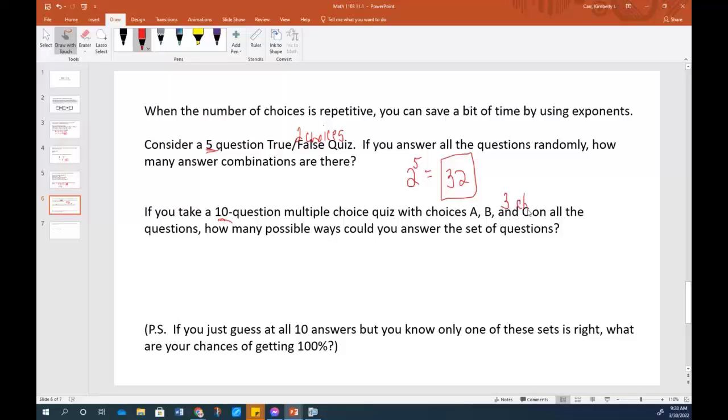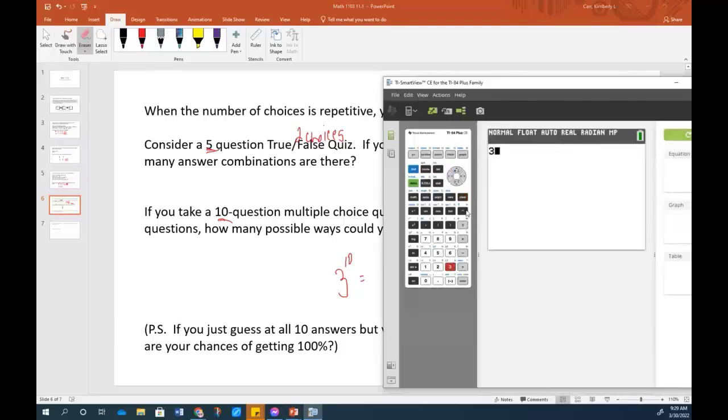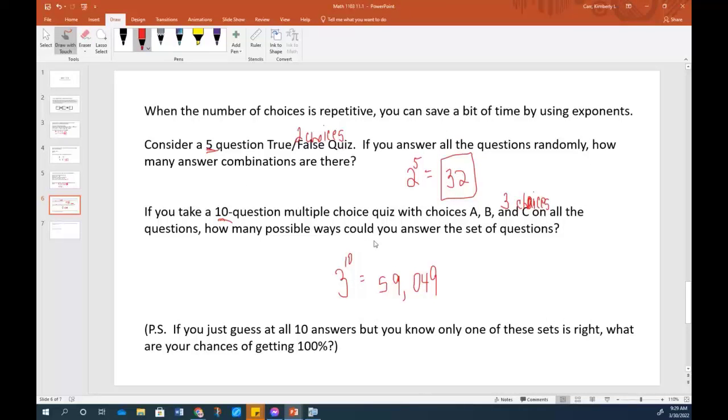Okay, here we have a 10-question multiple choice quiz, but there are 1, 2, 3 choices on all of them because it's choice A, B, and C. How many possible ways could you answer that set of questions? Well, I have 3 choices, and I could write that out 10 times, but that's going to be 3 to the 10th. So 3 to the 10th is 59,049. So that's not a very long quiz, and multiple choice is not hard to guess on, but guessing is not a good deal because there's so many possible options.